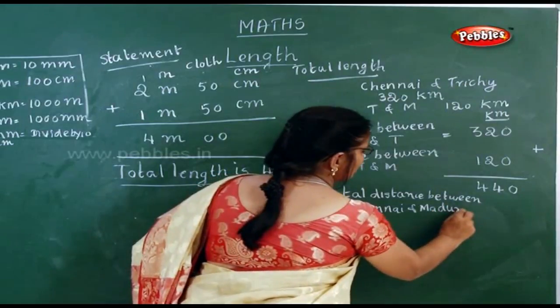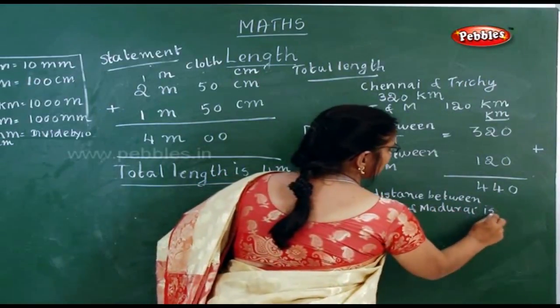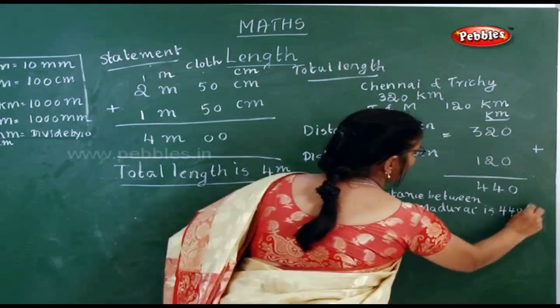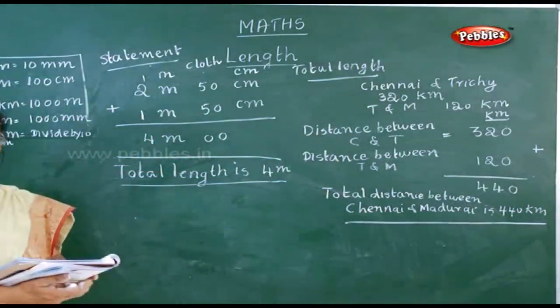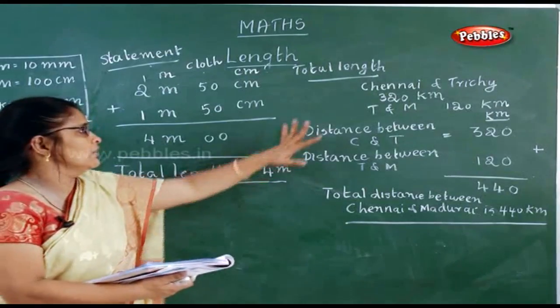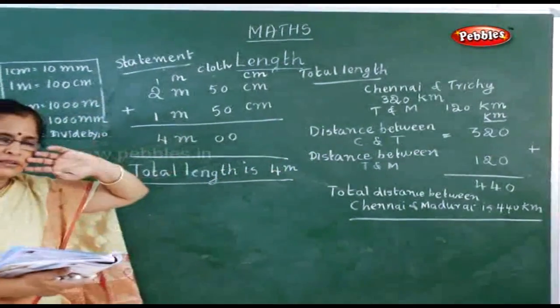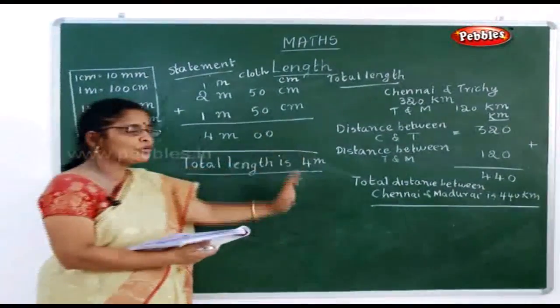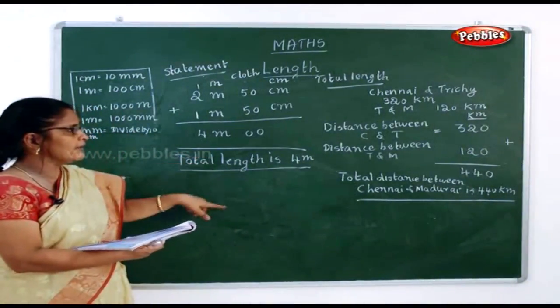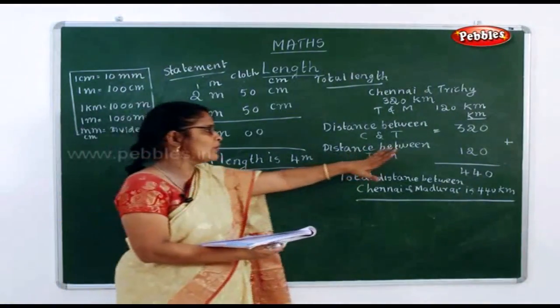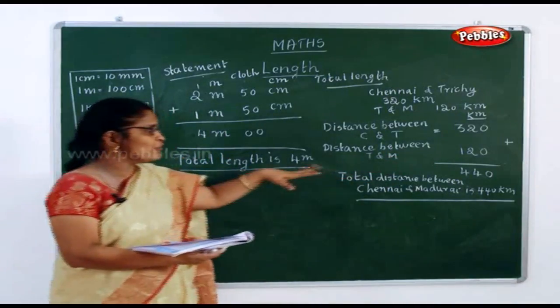Chennai and Madurai is what? It is 440 kilometer. See, this is how you have to do your statement problems. Whenever you have a statement problem, the first thing you have to do is read the sum very carefully. After reading it, see what question they have asked. You have to read the question.